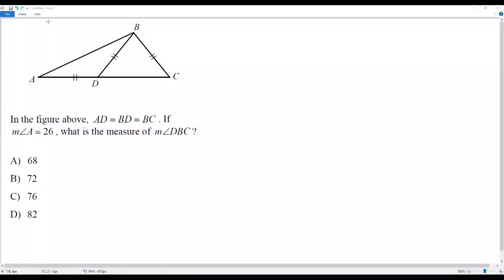Here we have a geometry question. Let's go over the information. In the figure above, AD equals BD equals BC. If the measure of angle A equals 26, what is the measure of angle BDC?